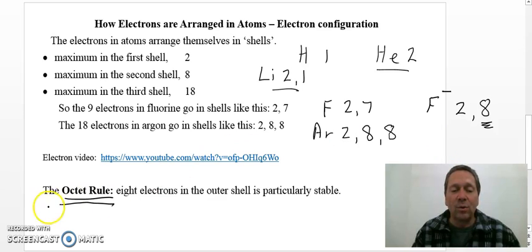So this octet rule, which tells us how elements tend to have 8 electrons in the outer shell, is actually quite a useful thing. We're going to come back to that later and have a look at this octet rule. It helps us explain a lot of different things.